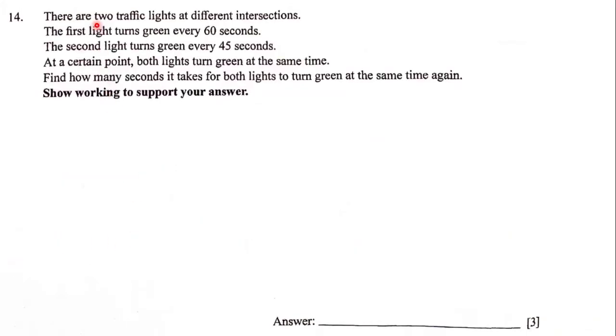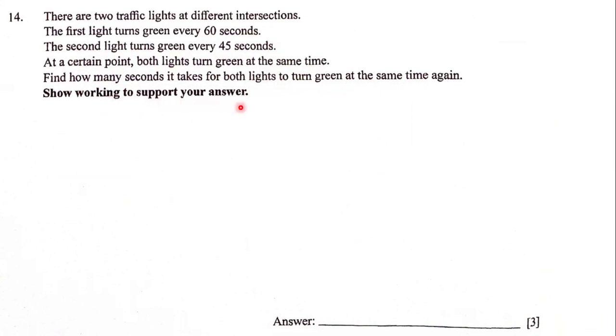It says there are 2 traffic lights at different intersections. The first light turns green every 60 seconds. The second light turns green every 45 seconds. At a certain point, both lights turn green at the same time. Find how many seconds it takes for both lights to turn green at the same time again. And in this case, we have to show working to support our answer.